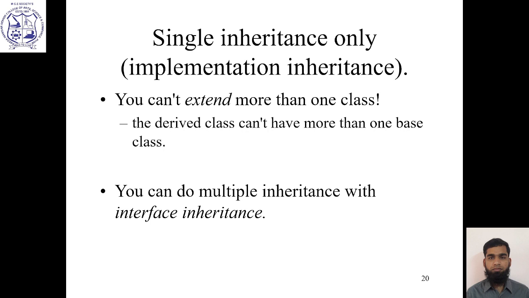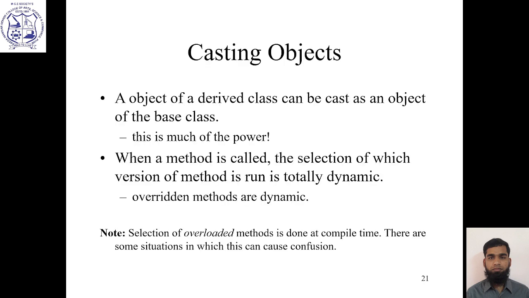What is single inheritance? Only implementation inheritance: you can't extend more than one class. The derived class cannot have more than one base class, but an interface can have more than one implementation in that inheritance. This means Java does not directly support multiple inheritance, but by using interfaces we can achieve the multiple inheritance concept.